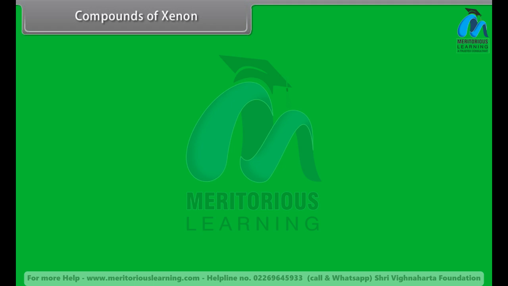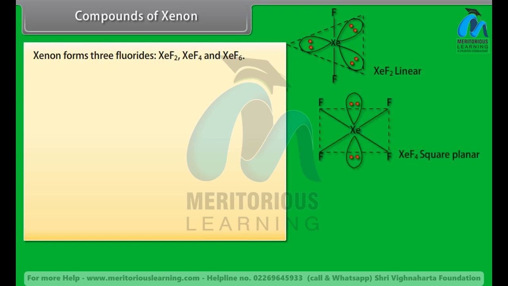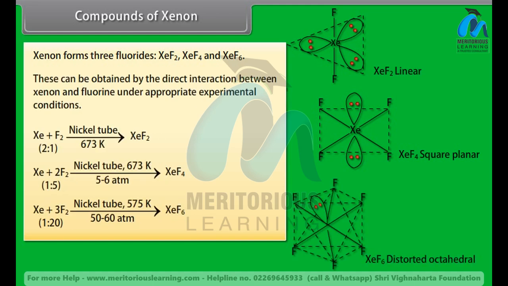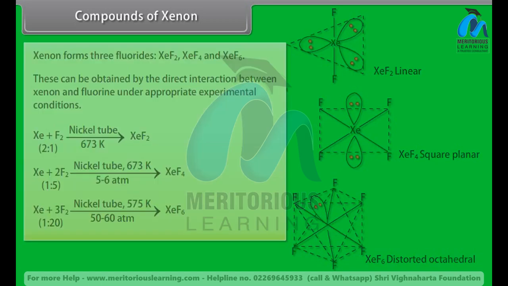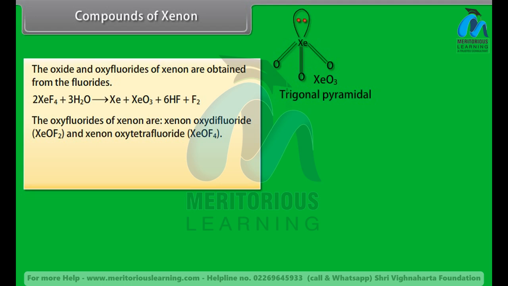Compounds of xenon. Xenon forms 3 fluorides, XeF2, XeF4 and XeF6. These can be obtained by the direct interaction between xenon and fluorine under appropriate experimental conditions. The oxide and oxyfluorides of xenon are obtained from fluorides. Xenon trioxide can be obtained by the hydrolysis of XeF4. The oxyfluorides of xenon are xenon oxydifluoride, XeOF2, and xenon oxytetrafluoride, XeOF4.